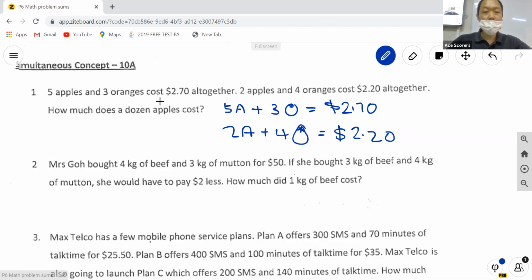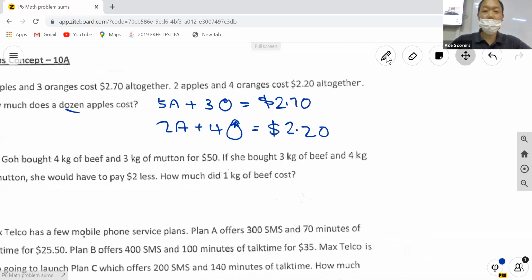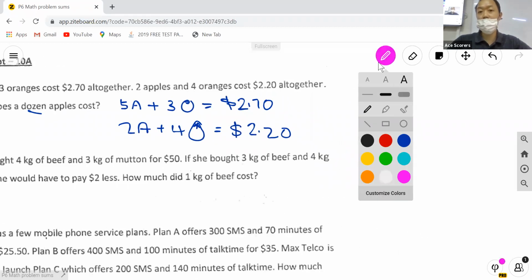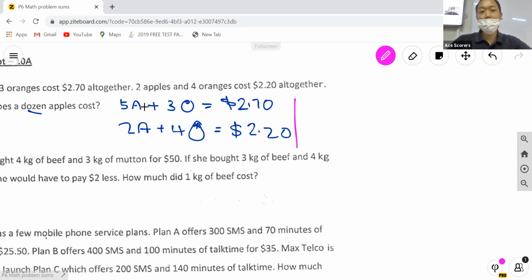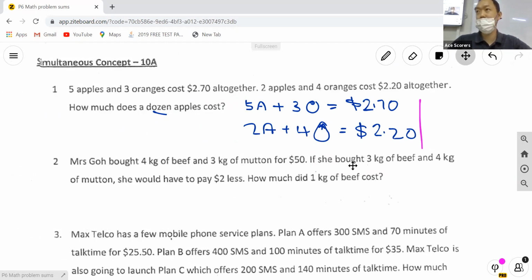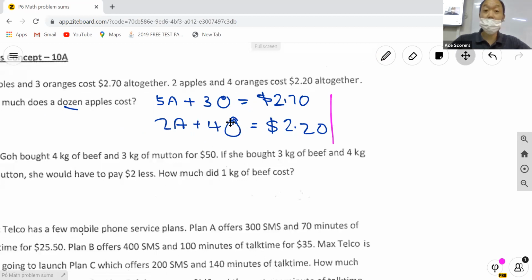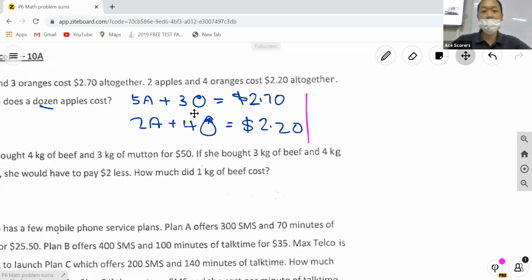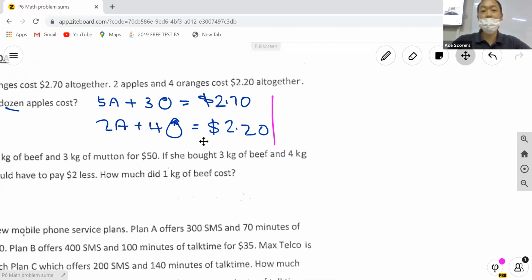Okay, 10A. 5 apples, 3 oranges cost $2.70. 2 apples, 4 oranges cost $2.20. So how much does a dozen apples cost? Before you can find a dozen apples, you have to find the cost of one. We make one of them the same. It's the same concept as just now, units and parts. Which one do you want to make the same, apples or oranges? We will always choose the opposite one. If they ask for apple, you do orange. Because once you do orange, orange will be gone, and then you can compare the apples.